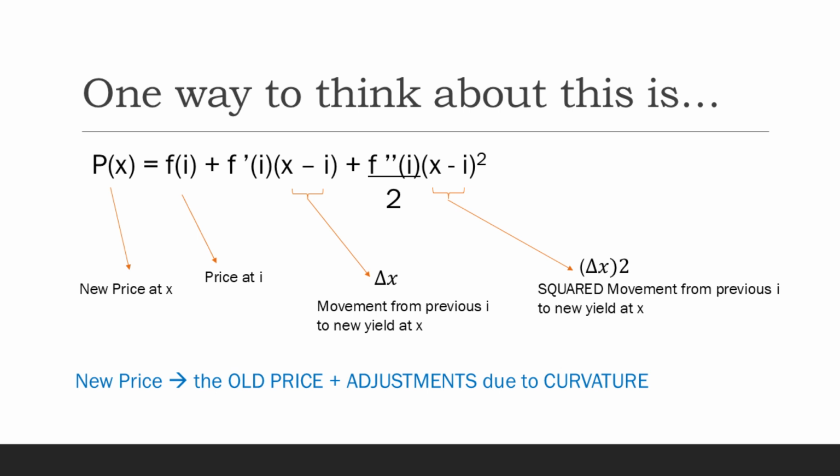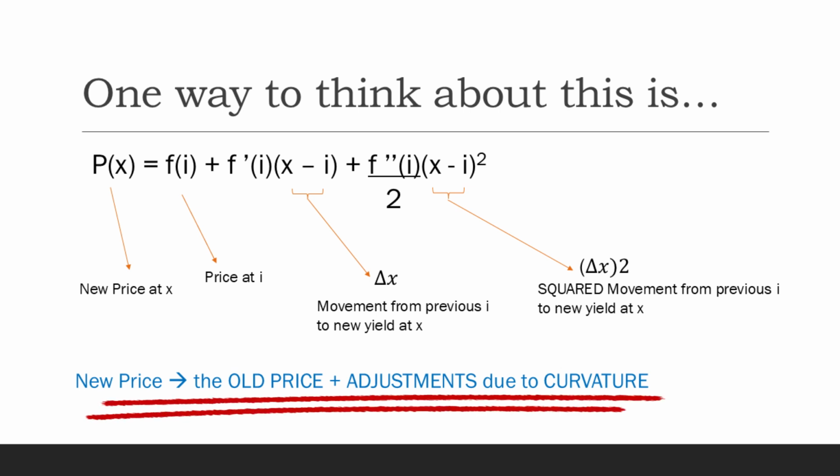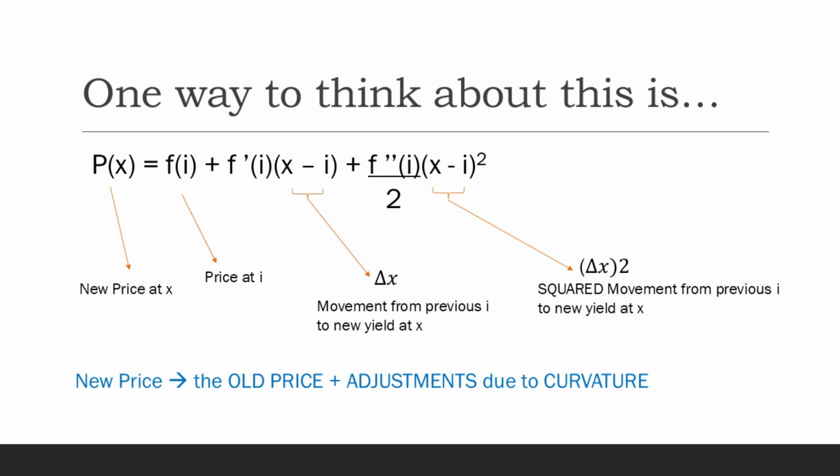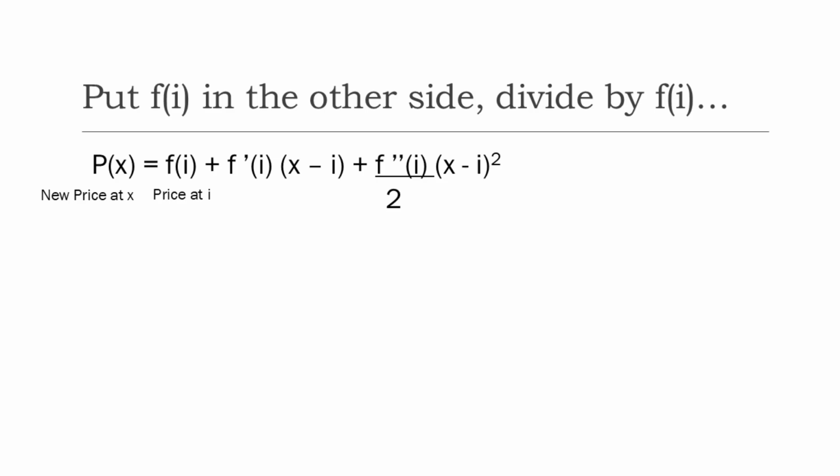One way to think about that Taylor polynomial is that P of x is the new price, f of I is the price at current interest rate I, and then you have the first derivative and second derivatives times delta x's. So one way to think about that is that the new price is equal to the old price plus certain adjustments due to curvature. Now, let's put f of I on the other side. So we're going to have P of x minus f of I is equal to this thing on the right side, which is the first and second derivatives times their delta x's.